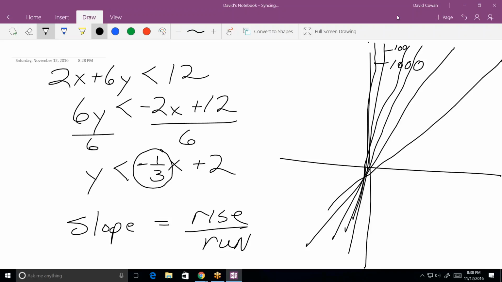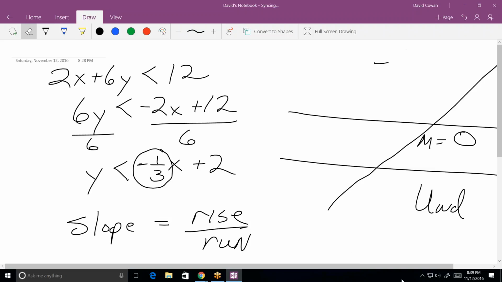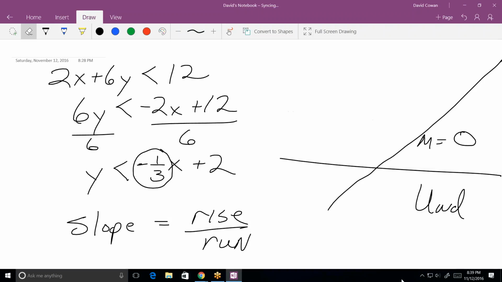And finally, when you hit a vertical line, it's an infinitely large slope. They don't like using the word infinity, so they say it's undefined. So vertical slopes are undefined, but horizontal slopes are 0. m equals 0. That's a slope of 1.